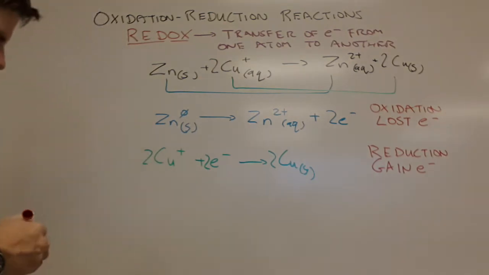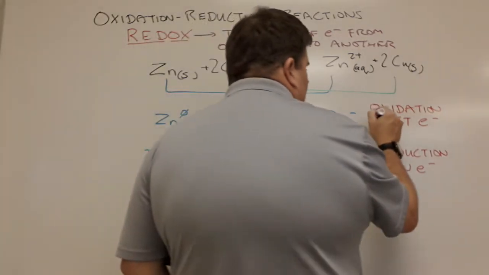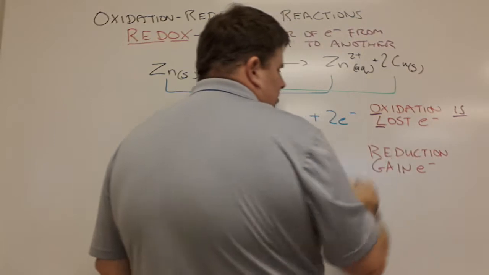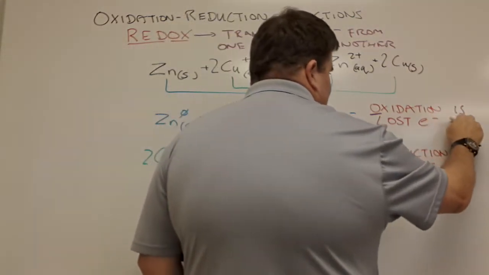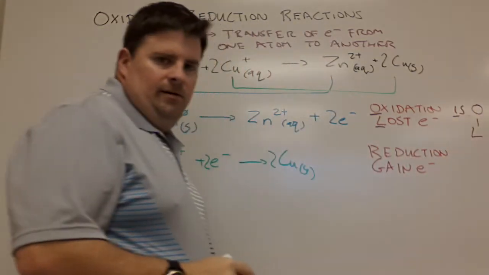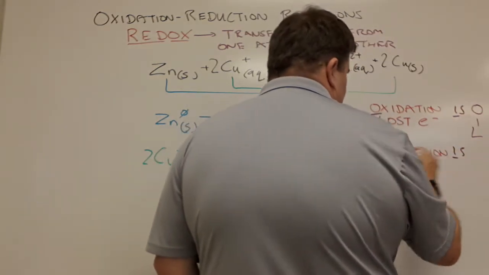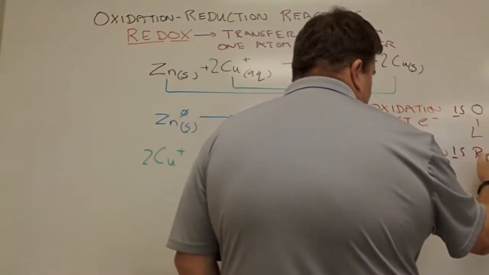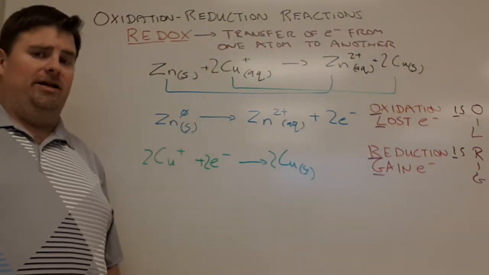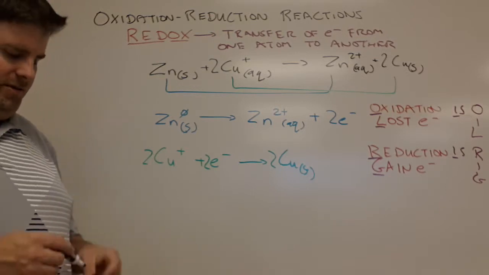Now I'm going to show you a mnemonic to help you remember this. Oxidation is lost electrons. So notice we don't include the S there, that becomes OIL. And over here, reduction is gain, RIG. All right? Oil rig. Oxidation is loss, reduction is gain. That's one way of remembering the system.